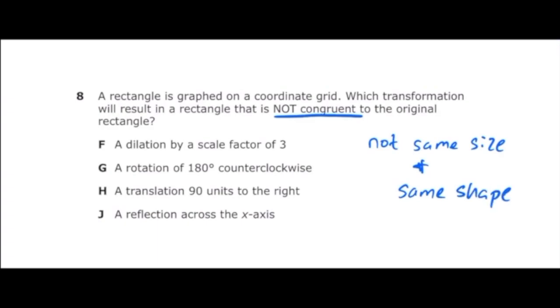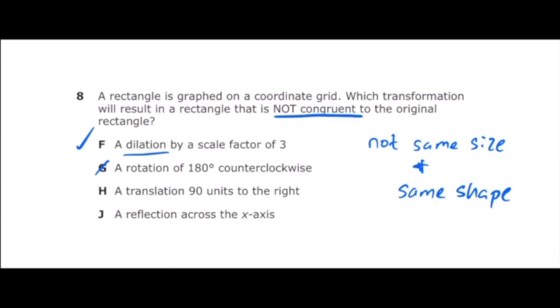Letter F, a dilation by a scale factor of 3. So a dilation is going to make our shape bigger or smaller, in this case bigger. So obviously that is not the same size and that would not be congruent. So I'm going to put a check mark because that's probably going to be it. Letter G is a rotation of 180 degrees counterclockwise. A rotation is just going to turn the shape. It's not actually going to change the size or the shape. So it's not going to be letter G. Letter H is a translation 90 units to the right.